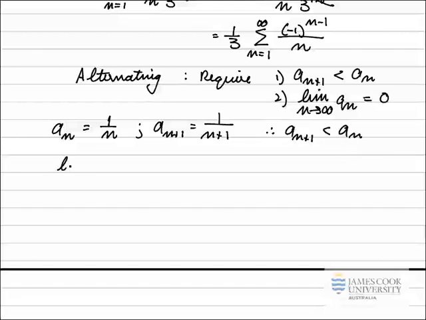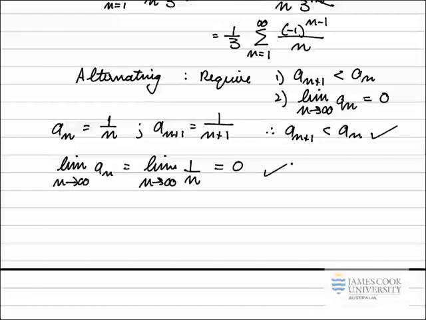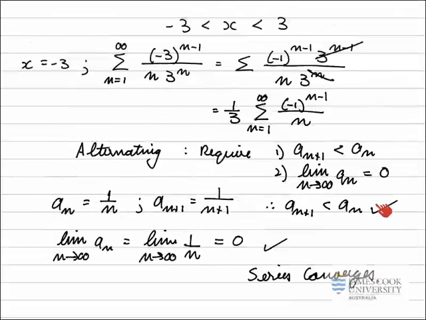The next condition we need to evaluate is the limit as n approaches infinity of a_n, which is equal to the limit as n approaches infinity of 1 on n. As n approaches infinity, 1 over n approaches 0, so the limit is equal to 0. So our two conditions are satisfied, and so therefore at x equals -3, the series converges. So we will remember to include x equals minus 3 into our interval of convergence.